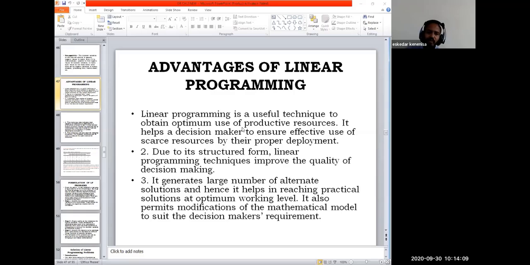ወይም ደግሞ ኮንስኩዌንሱ አስቸጋሪ አይደለም. So it generates a large number of alternate solutions and it helps in reaching a practical solution at optimum working level. It also permits modification of the mathematical model to suit the decision makers' requirements.